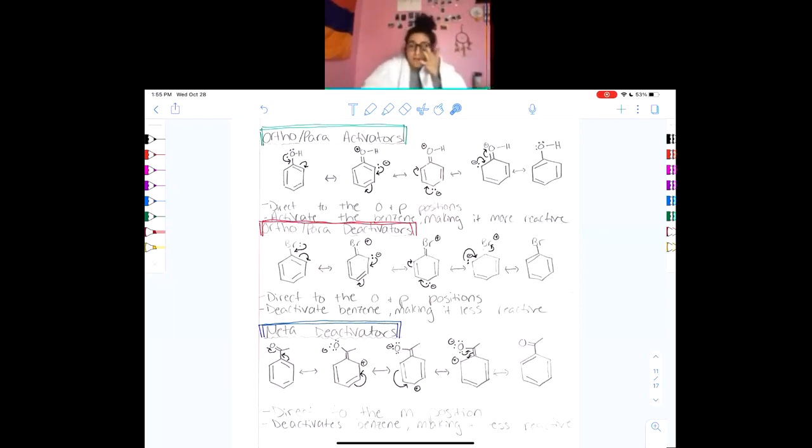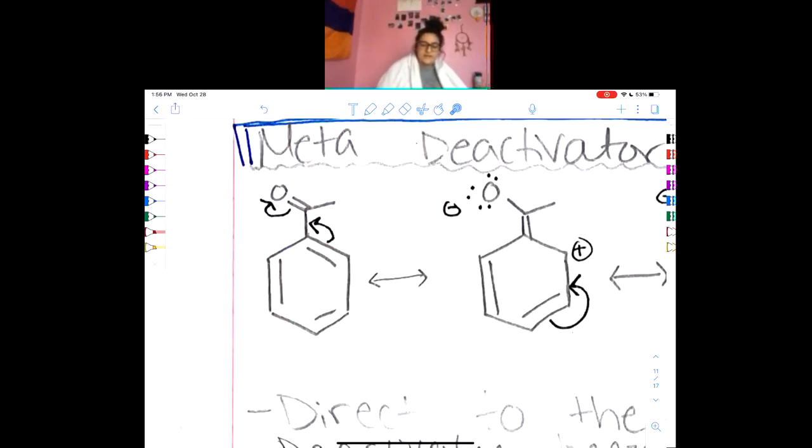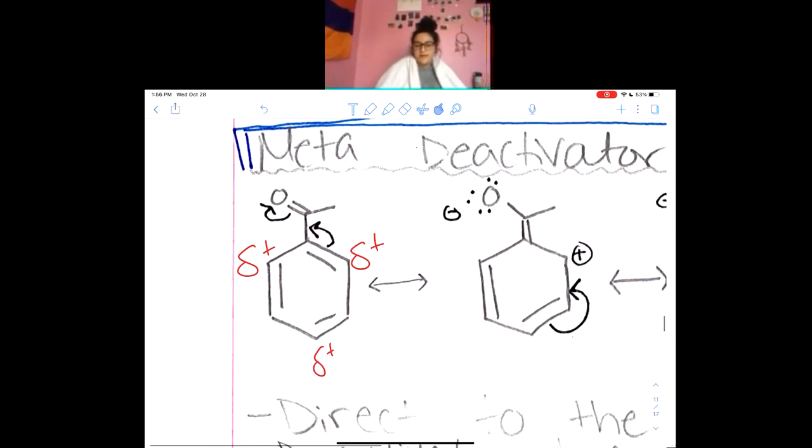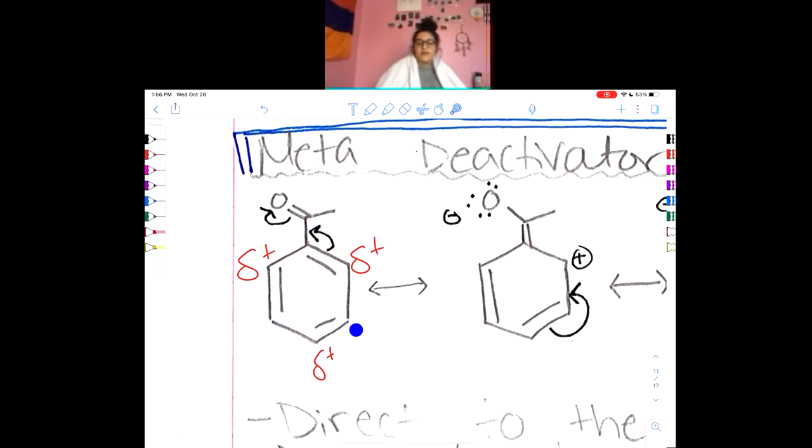And yes, I can explain why meta is more preferable. Essentially, it's the complete opposite of the first one that we did. The ortho and para positions now have a plus charge instead of a negative charge. And so now these positions are going to be super electrophilic. They're going to have a delta plus instead of a delta minus. So now the meta positions are going to be more favorable and more nucleophilic in comparison to these delta pluses.